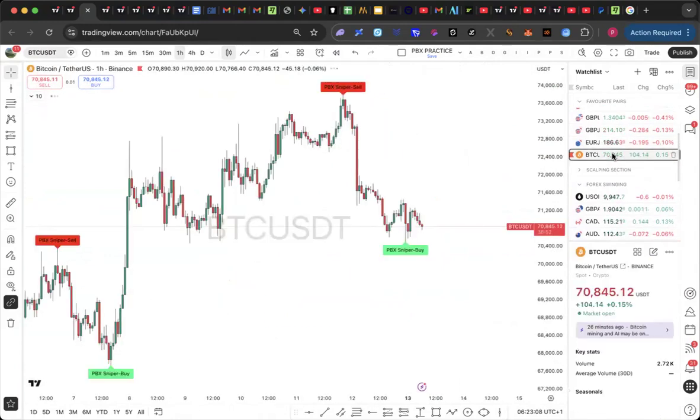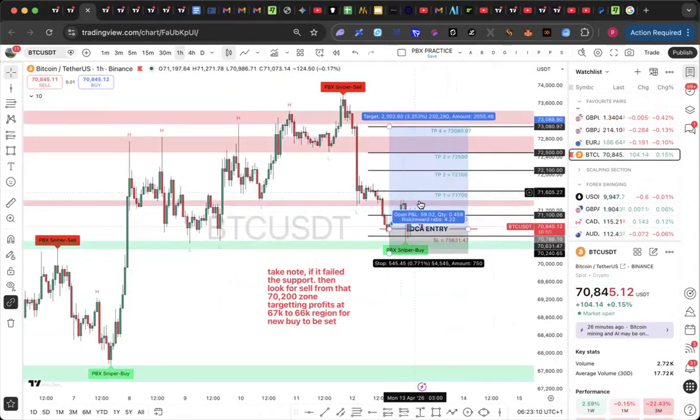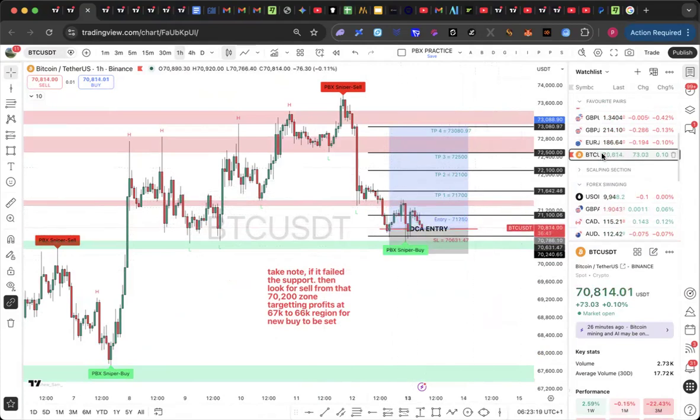I told us about Bitcoin yesterday that it's very, very risky. It could get rejected here. And I think it has done that. So let's watch how it goes. It didn't even get to TP1.